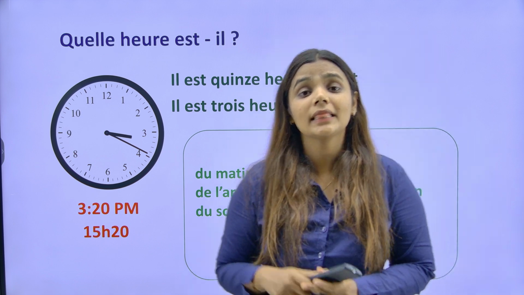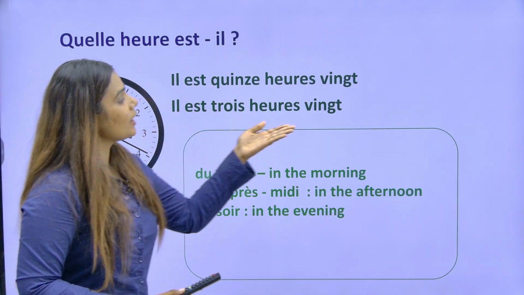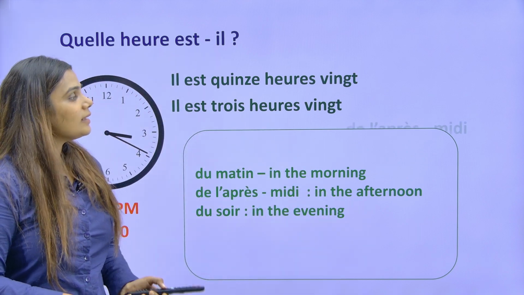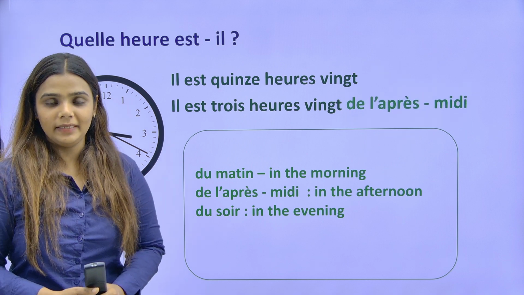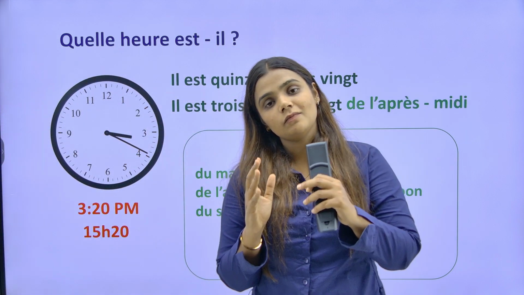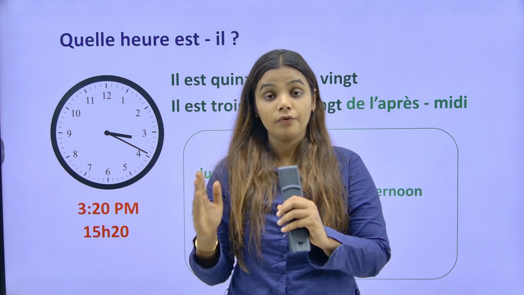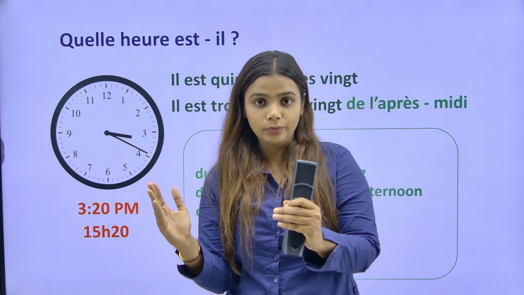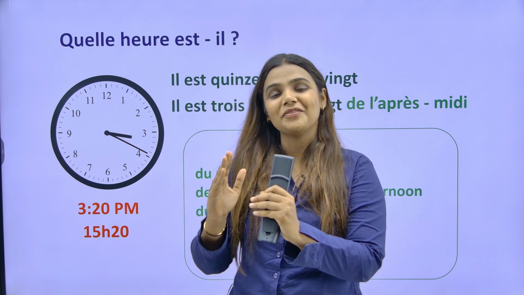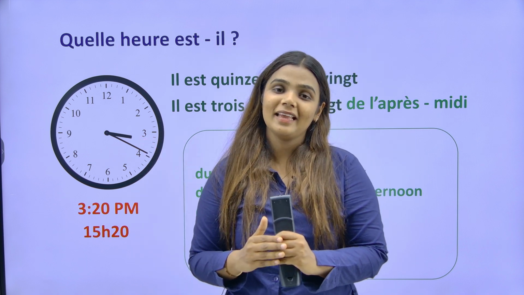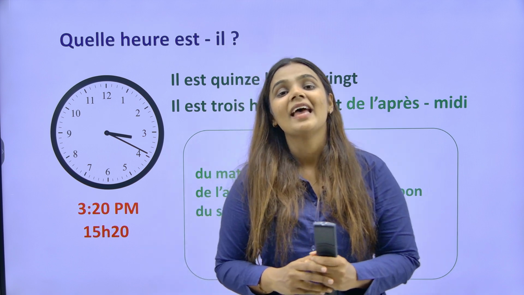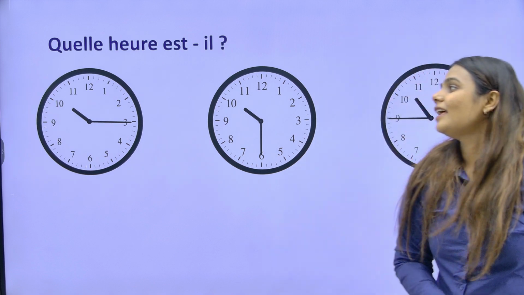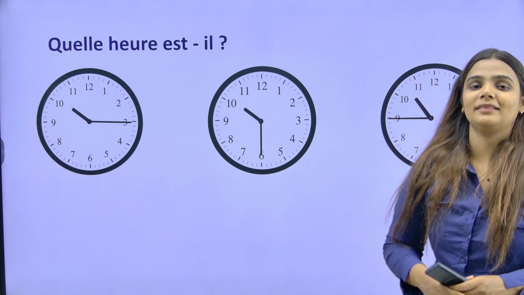So can you tell me, in this time right now, il est 3h20, when it is 3:20 p.m., what am I going to use? Yes, I will be using de l'après-midi. Understand, matin, that is morning, is from midnight to noon. From noon to 6 o'clock in the evening, we can say afternoon. And from 6 o'clock in the evening till midnight, you can say evening. Okay, let's continue. Let's take one more example. Quelle heure est-il? And observe these clocks.